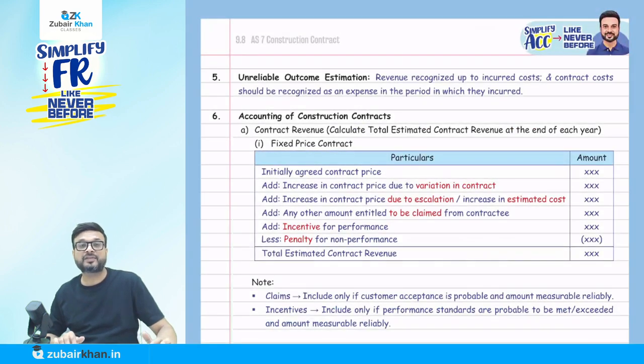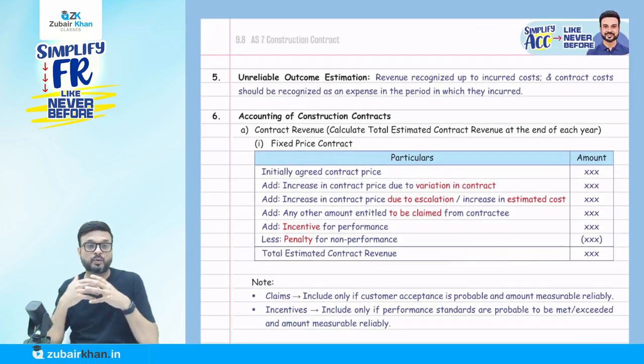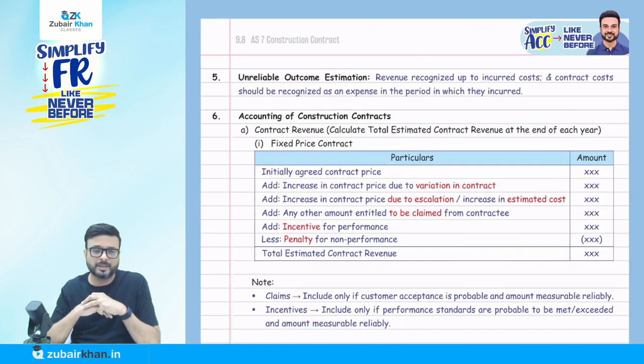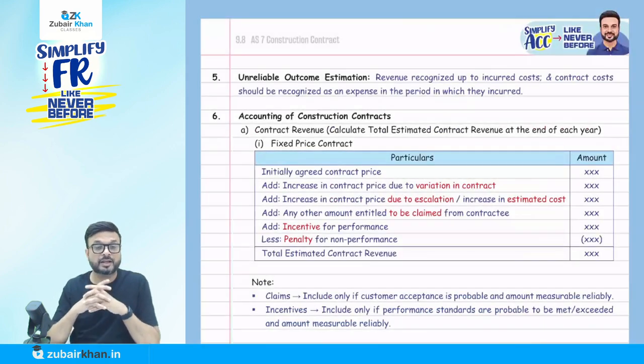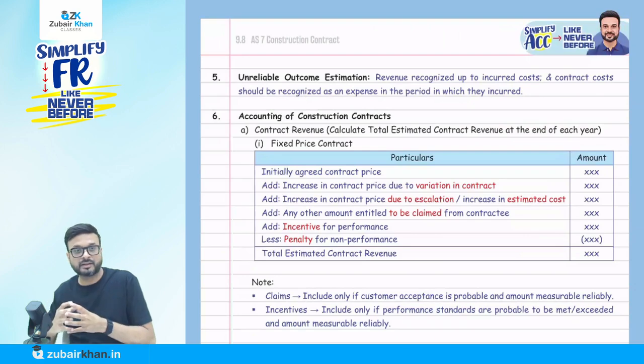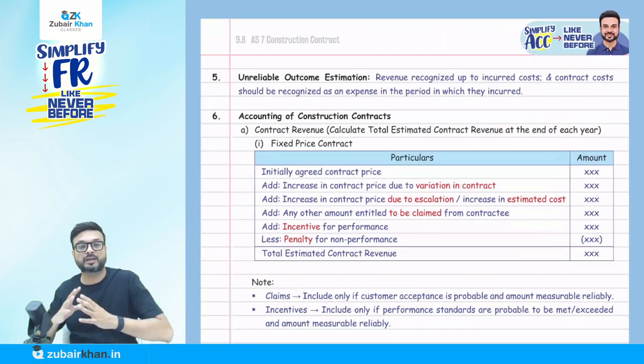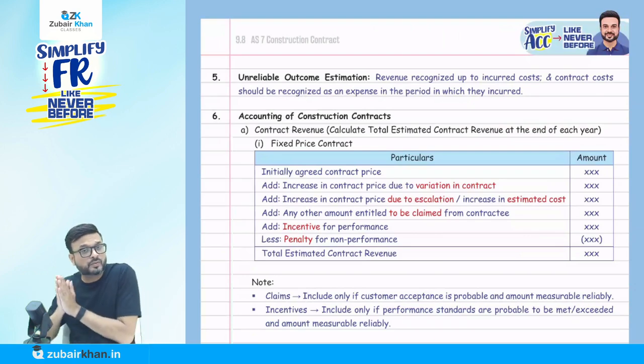Now, suppose I cannot make a reliable outcome estimation. What does it mean? I cannot reliably estimate how much revenue will be there, or how much economic benefit will flow to me, or any of these conditions is not satisfied. They might ask you in the examination that the contractor cannot make a reliable estimate. In that case, they say whatever cost we have incurred, only that much revenue should be recognized in the profit and loss account in the books of the contractor.